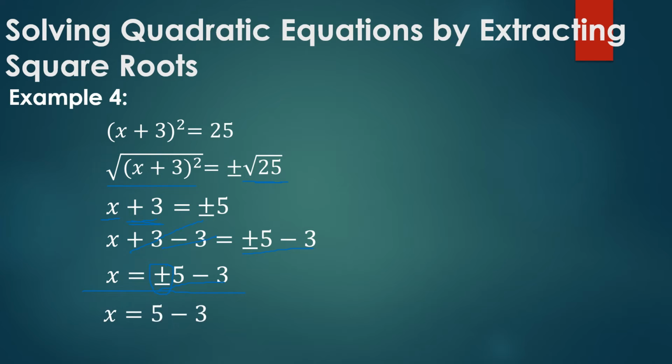So, let's separate that. x is equal to positive 5 minus 3, and then x is equal to negative 5 minus 3. By simplifying the first equation, x is equal to 5 minus 3, it will give us x is equal to 2. And then the other equation, x is equal to negative 5 minus 3, will give us negative 8.